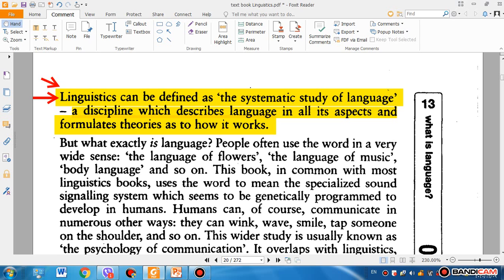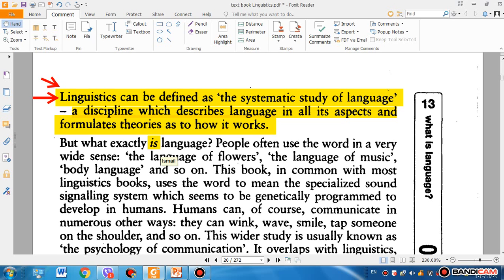Okay, but what exactly is language? This is a question. The word is italicized. Why? This is a question for you to answer. I'm not going to give you an answer to this. Why is this italicized? This is for you to answer.